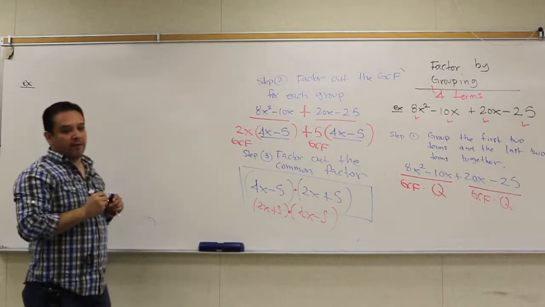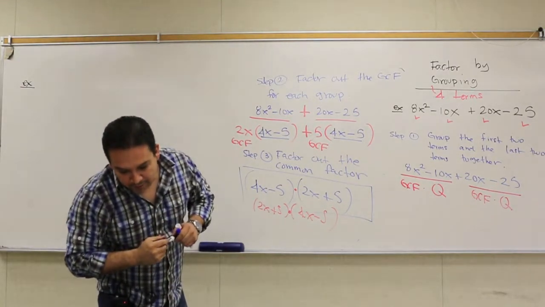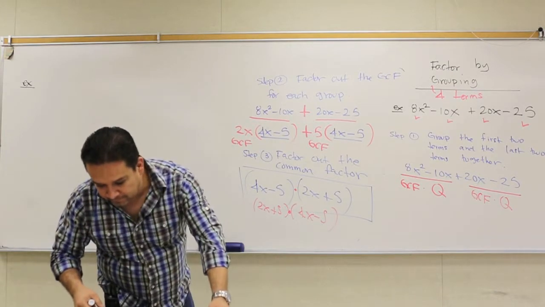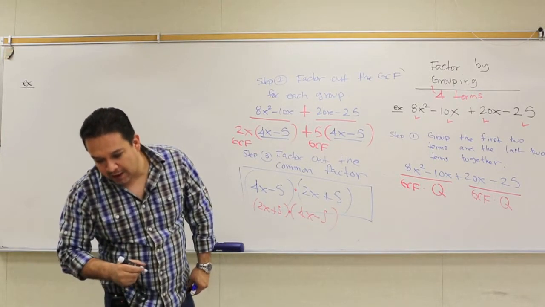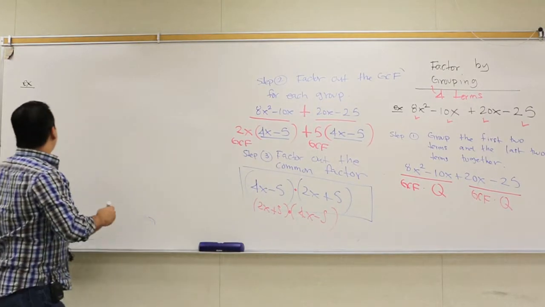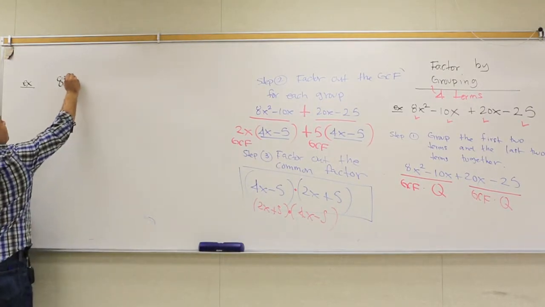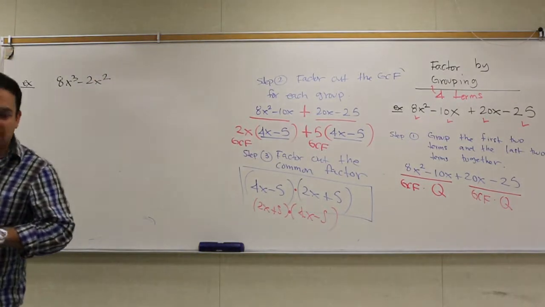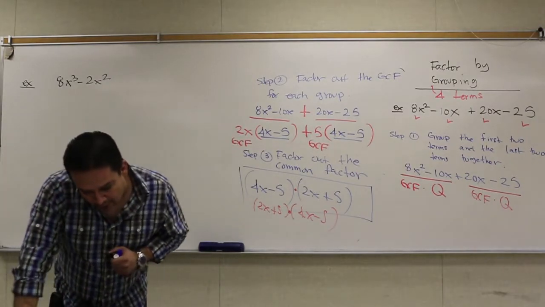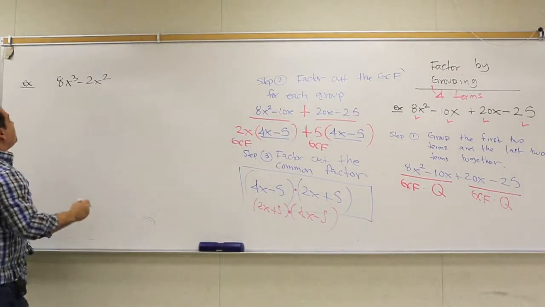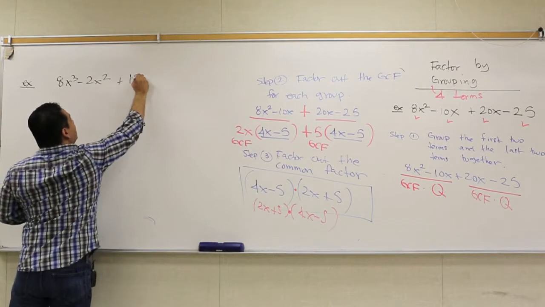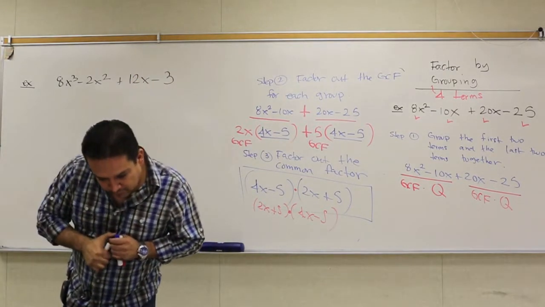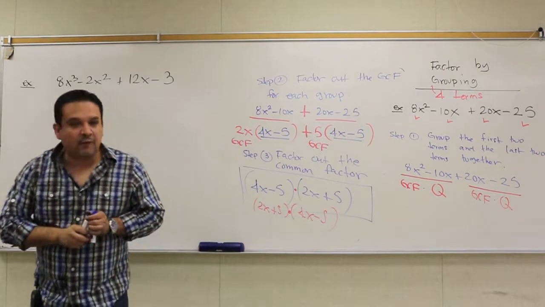Factor by grouping here. Let's give you guys some more to do. Here we go. We get 8x cubed minus 2x squared plus 12x minus 3. Yeah, try this one.